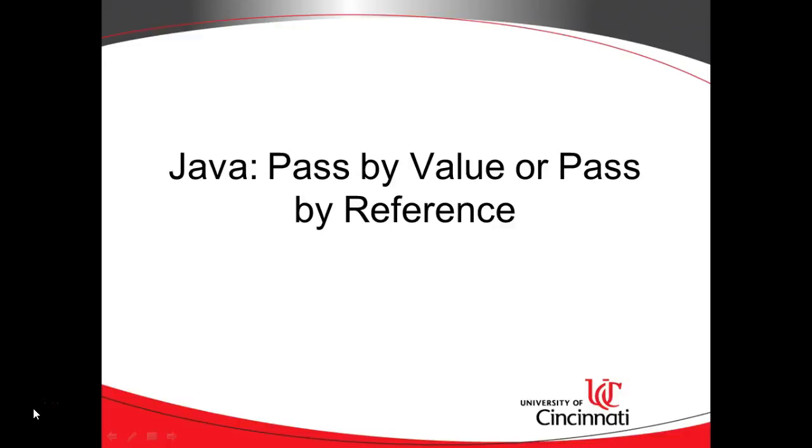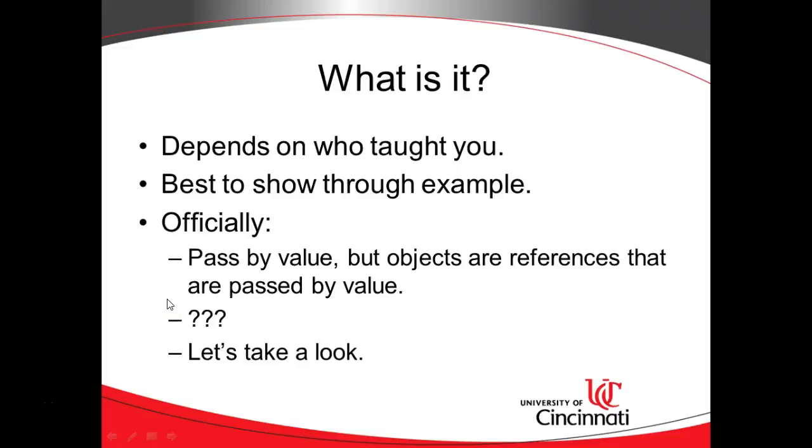Is Java pass by reference or pass by value? This question, which is nearly guaranteed to come up in a technical interview, is one that's subject to a lot of debate. And probably one of the best answers I heard on this is it depends on who taught you Java. So I really like to show this through an example. Now, officially, it's passed by value, but objects are references that are passed by value, which is utterly confusing.